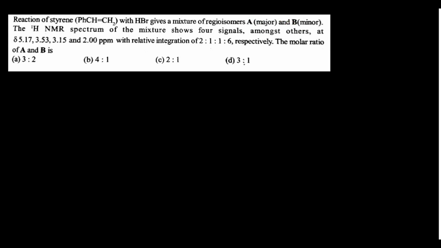When you react this styrene with this reagent, you get these 2 isomers, and the proton NMR spectrum is just like that. The chemical shifts are given here in decreasing order: 5.17, 3.53, 3.15, and 2.00, with relative integration of 2:1:1:6. That means the 5.17 ppm peak has an integration of 2, the 3.53 has an integration of 1, the 3.15 has an integration of 1 again, and the 2.00 has an integration of 6.